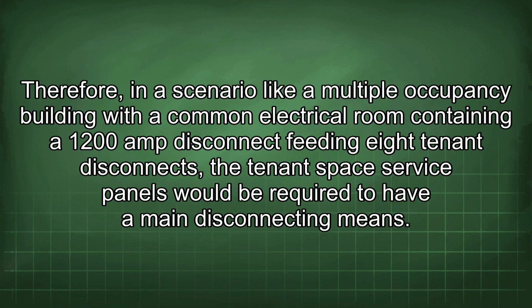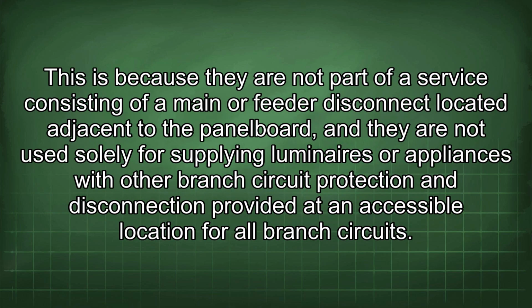Therefore, in a scenario like a multiple occupancy building with a common electrical room containing a 1200 amp disconnect feeding 8 tenant disconnects, the tenant space service panels would be required to have a main disconnecting means. This is because they are not part of a service consisting of a main or feeder disconnect located adjacent to the panel board, and they are not used solely for supplying luminaires or appliances with other branch circuit protection and disconnection provided at an accessible location for all branch circuits.